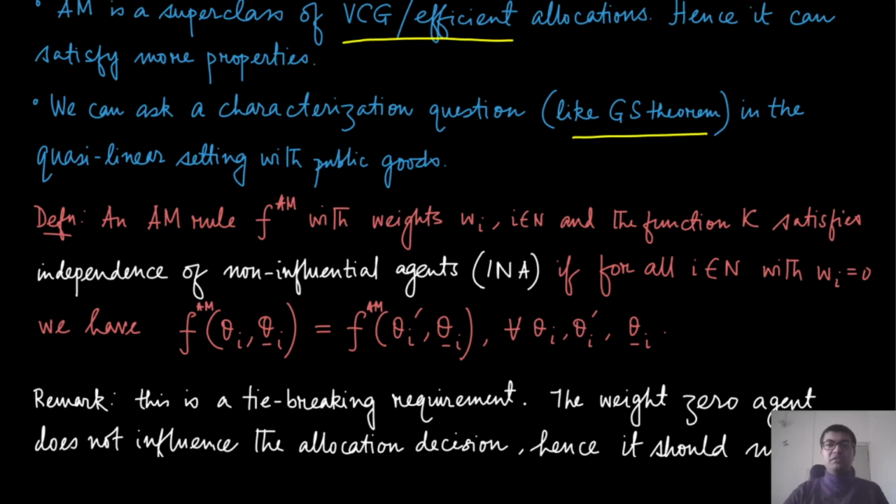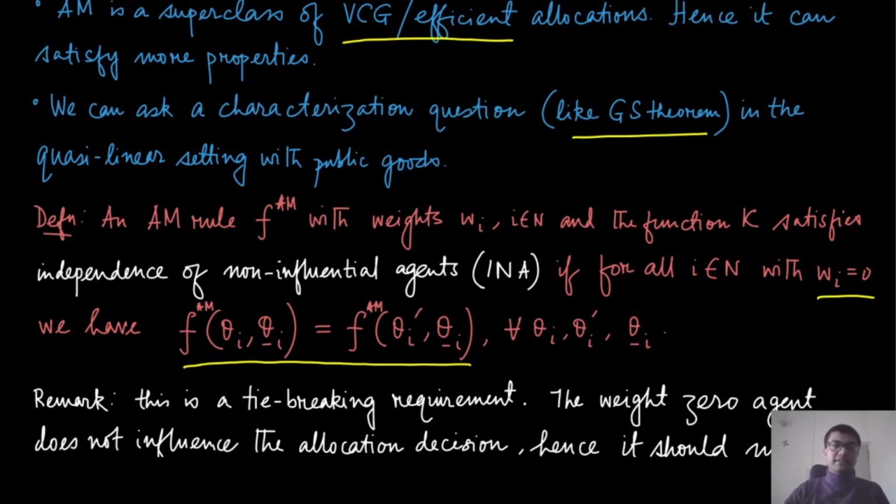So what does it mean? Suppose there exists a player whose weight is 0. Affine maximizer works with these weights, and this weight is 0 for that player. Then what this property is saying is that that particular player should not be able to change the outcome by reporting any of the types, be it theta i or theta i prime. For all those cases, the outcome should be the same. And that is why we are saying that this individual is non-influential.